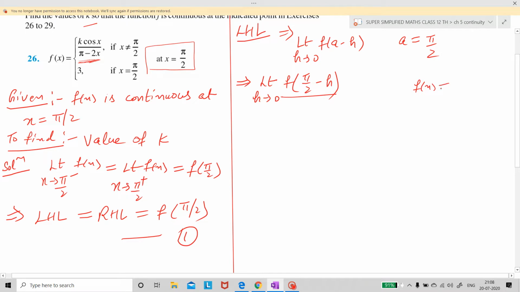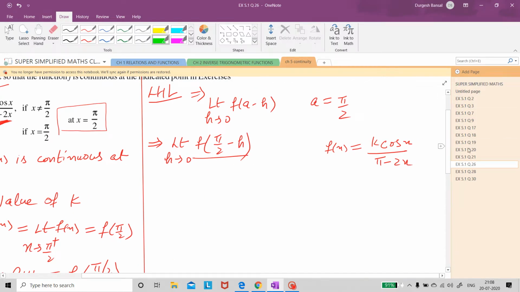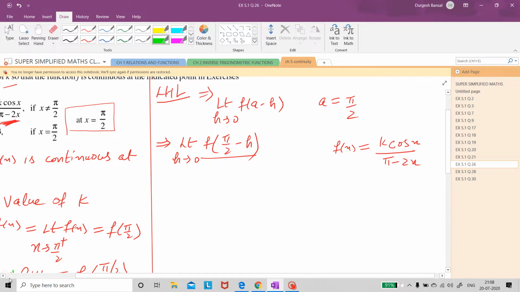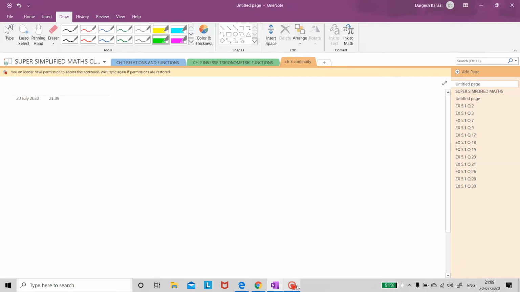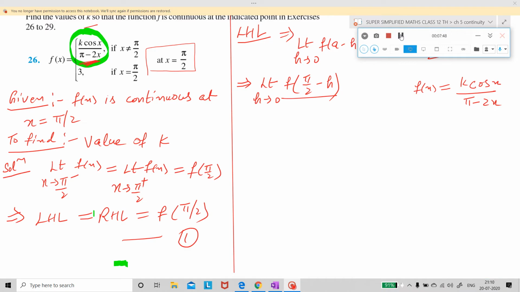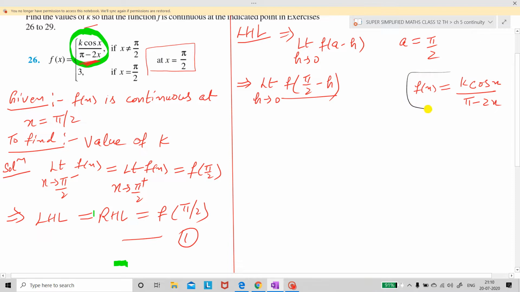So we can write here in rough that f(x) is, from here you can see, k cos x upon pi minus 2x. If you are not able to understand, I can show you from where I am taking this value. I am taking it from here. This function is being used for left hand limit as well as right hand limit. So you can see f(x) is k cos x upon pi minus 2x.